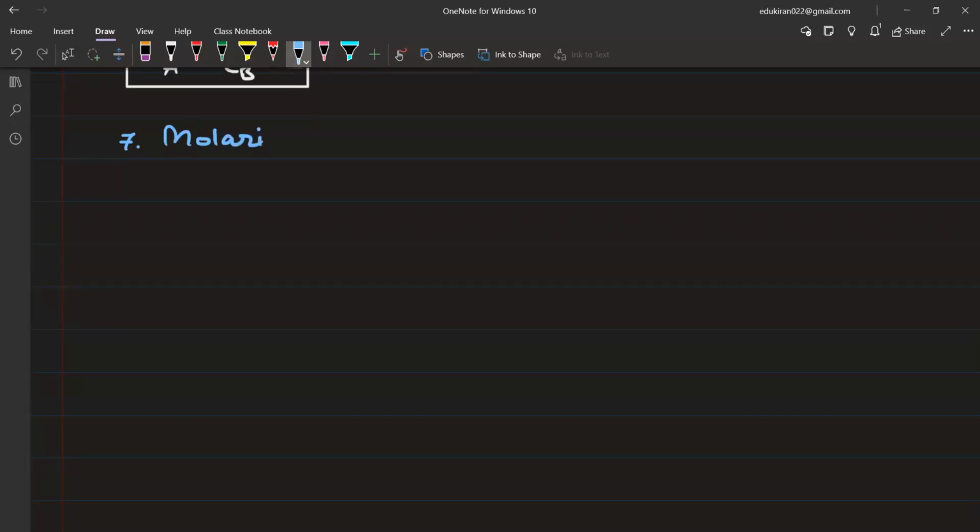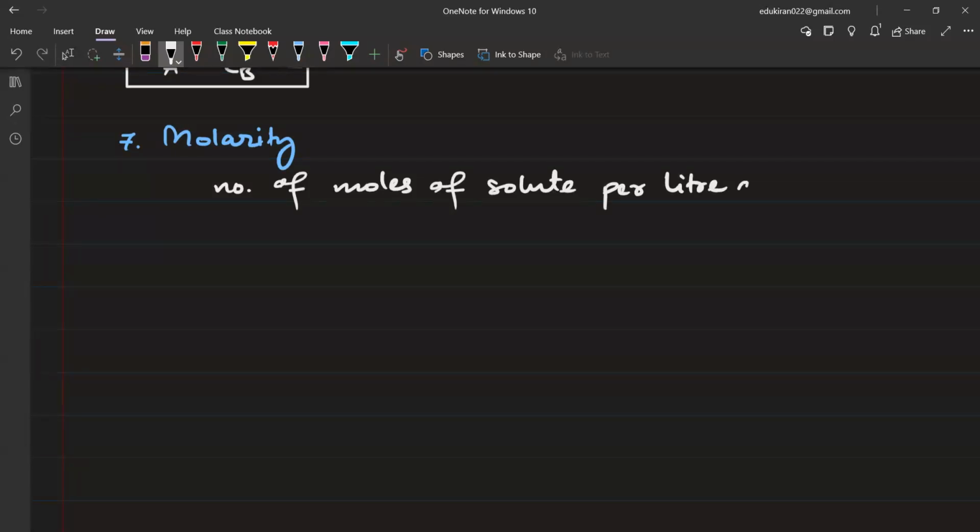Molarity. The 7th one is molarity. What is molarity? It is the number of moles of solute per liter of solution. So it is represented by capital M, molarity.